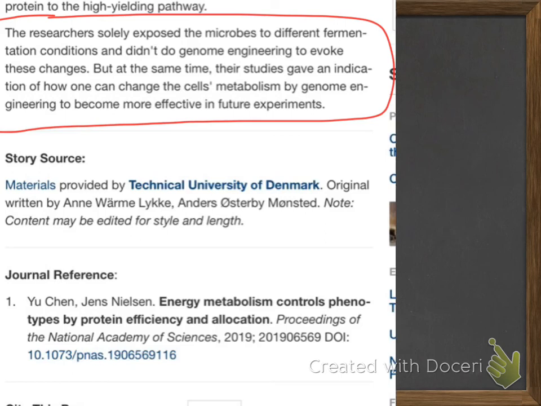Well, I think I need to look up genome engineering. Oh, that would be when they alter the DNA. So they're just saying that they didn't do anything to change their DNA, they just gave them different conditions. But they're saying that their studies would indicate that one could change their metabolism by altering their DNA to be even more effective. Well, okay.